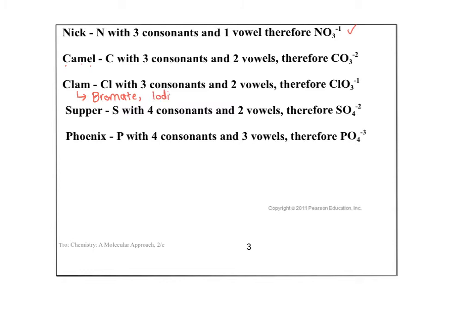And iodine's polyatomic, iodate, okay? So same formula for clam, but it's going to be ClO3 because of the 3 consonants and then a -1 charge. And then supper is for sulfate, so there's 4 consonants and 2 vowels in the word supper, so SO4 2-. And then phoenix has 4 consonants, H, N, and X, and then 3 vowels, so PO4 3-. So that's how we can figure out all of the ATE polyatomics.